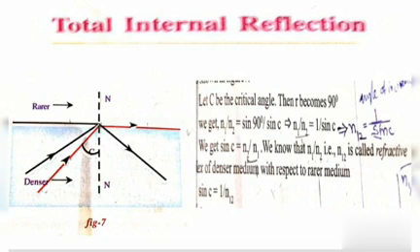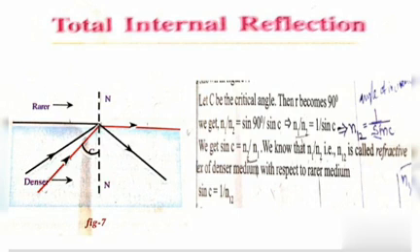In figure 7, we can observe one vertical dotted line, NN, that is called the normal, and one horizontal line that is separating the two mediums. In this horizontal line, the downside blue colored portion is the denser medium. The upside portion is called the rarer medium.